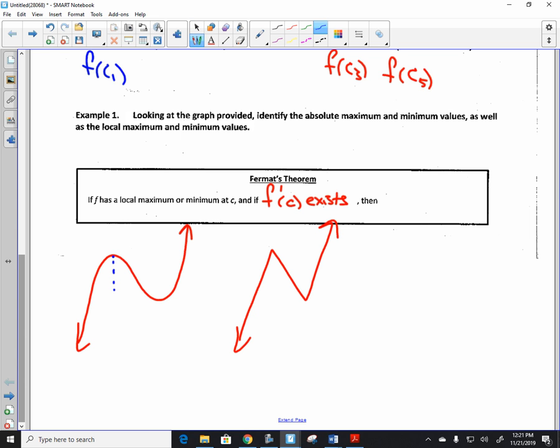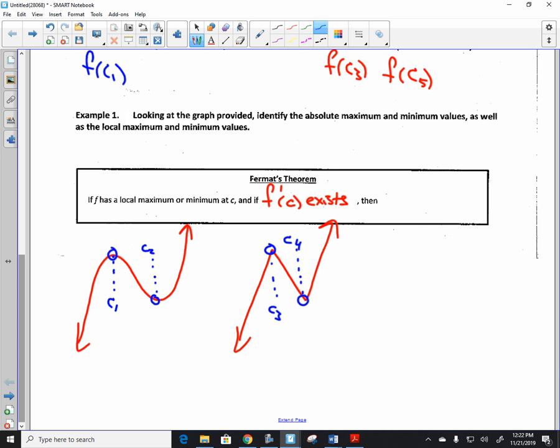Here we have a value c sub 1. Here we have a value c sub 2. Here we have a value c sub 3. Here we have a value c sub 4. Look at his requirements. It says if f has a local maximum or minimum, would you agree that both these graphs have local maxes and local mins? And if f prime of c exists, which one, the one on the left or the right, has f prime of c existing? The one on the left. So we are only looking at this one. So if that's true, then we can make a conjecture about those maxes or mins.